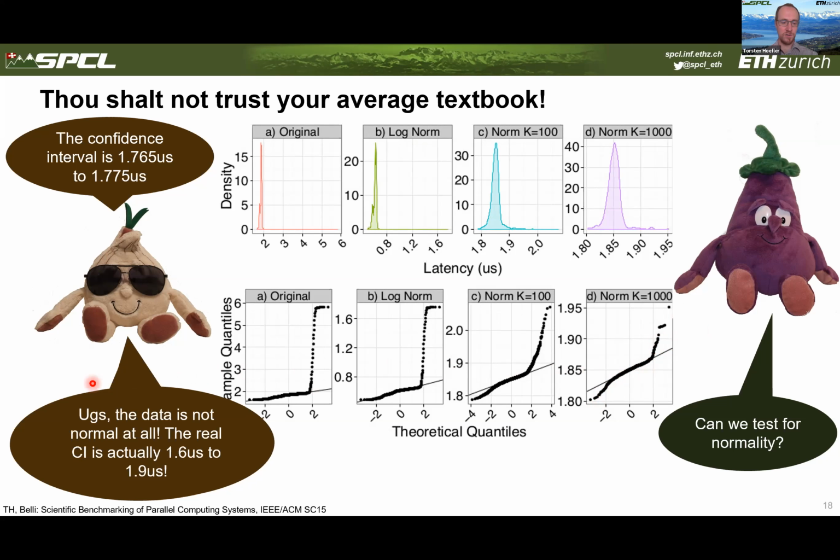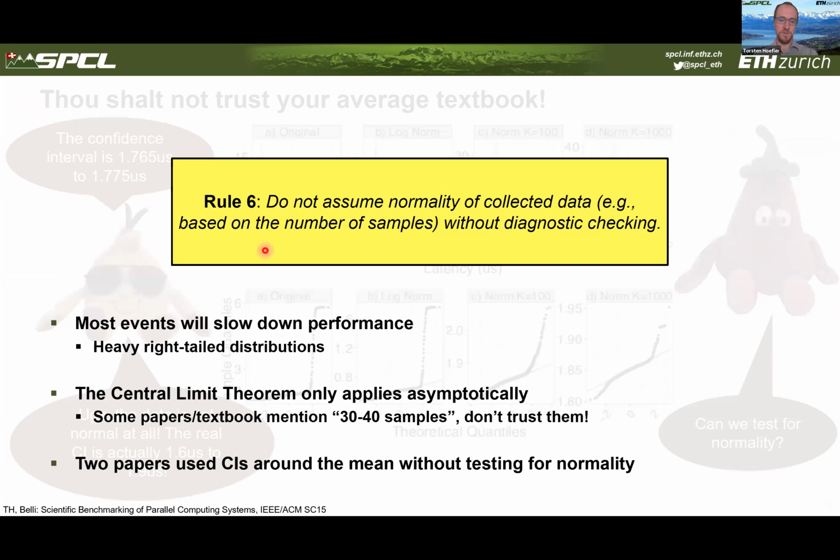So it turns out that the data is not normally distributed at all. And the real confidence interval is somewhere between 1.6 microseconds to 1.9 microseconds. And this is actually quite wide open if we were about 1.77. That is about a 10% deviation in both directions. So that's quite bad. So we should really not assume normality of the collected data.